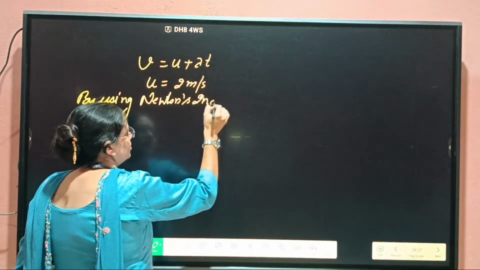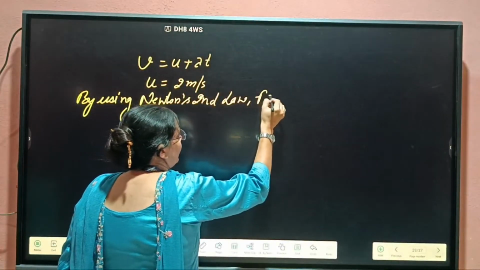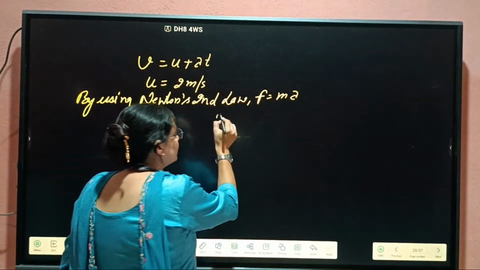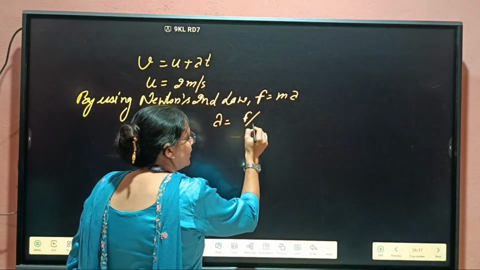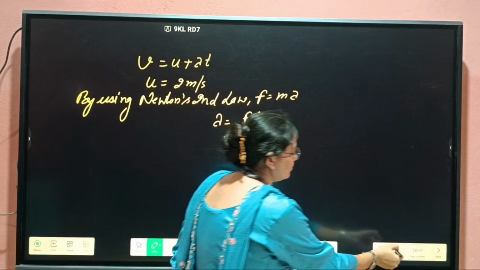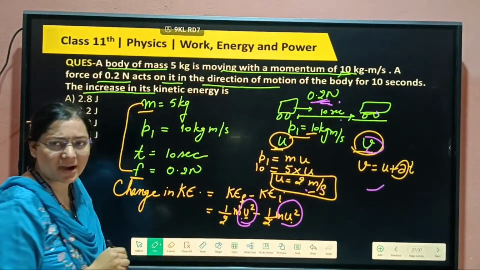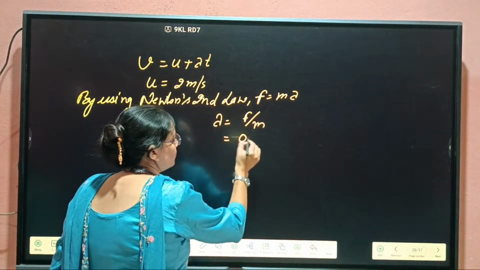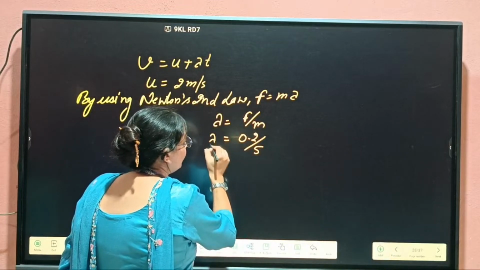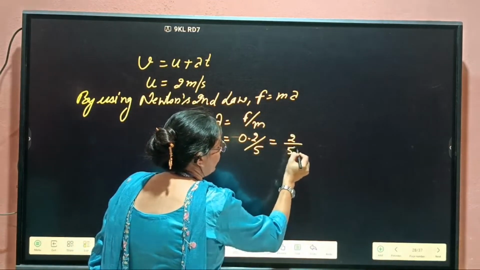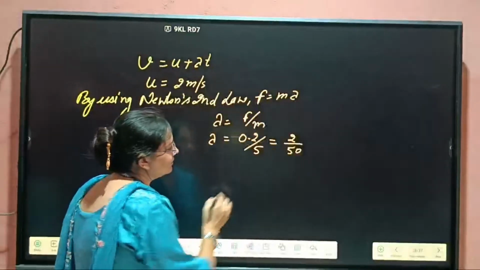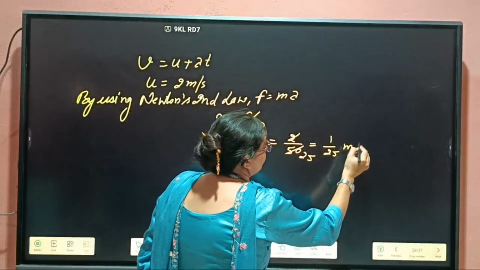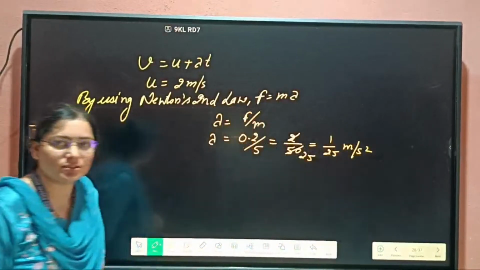By Newton's second law, we can write F equal to ma. Okay, so using ma, we will find the acceleration. Force given in your question is 0.2 newton and your mass is 5. So using this one, beta, force is 0.2, mass is 5, then a will come out as 2 by 50. This only? Then it will be 1 by 25 meter per second square. Acceleration has come out. Clear?